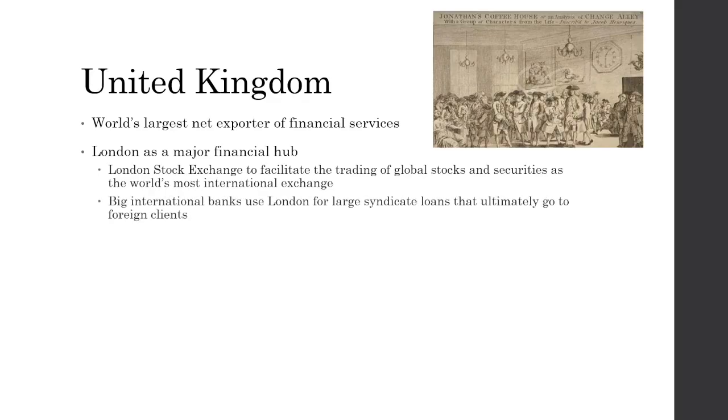Big international banks will use London then, because of its financial hub, for large syndicate loans that ultimately go to foreign clients. Anything that's taxed within London is going to be put into the pockets of the United Kingdom government, and that's going to help increase their government spending. And as we learned in Unit 1, if you increase government spending, you're increasing GDP. So that's something you also got to drill into your head. You may think spending, that's not going to increase GDP. Government spending will increase GDP.